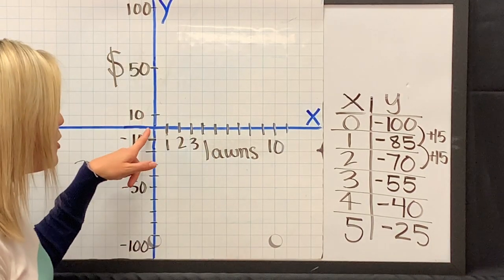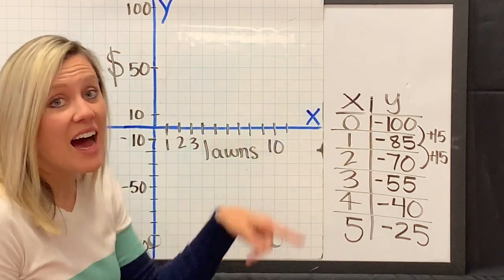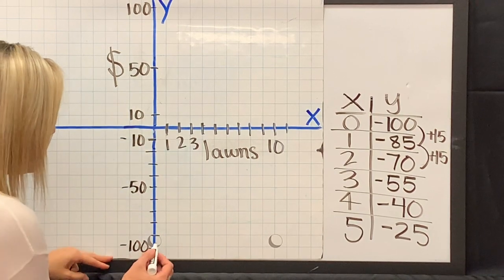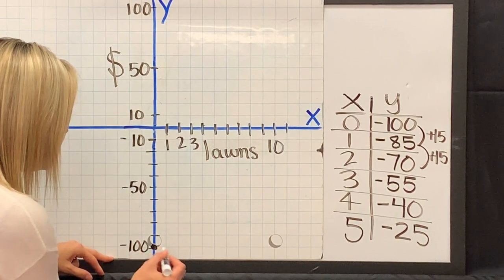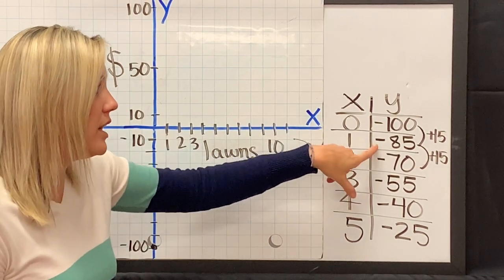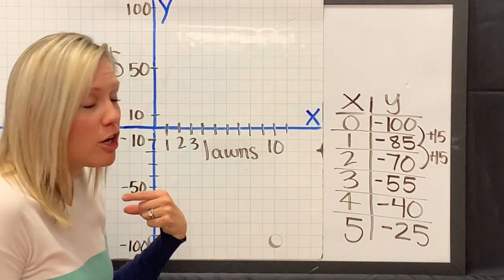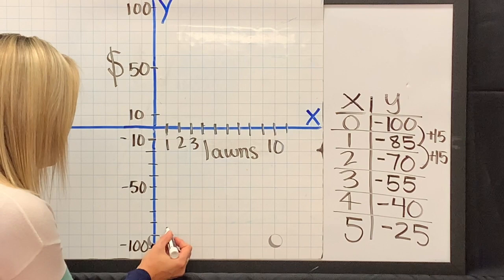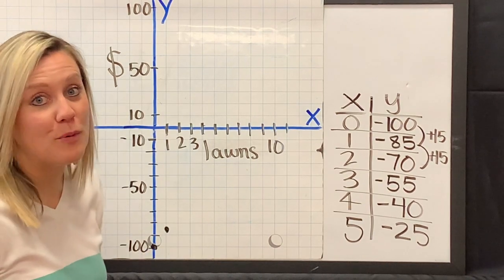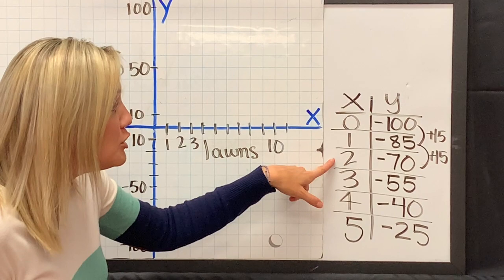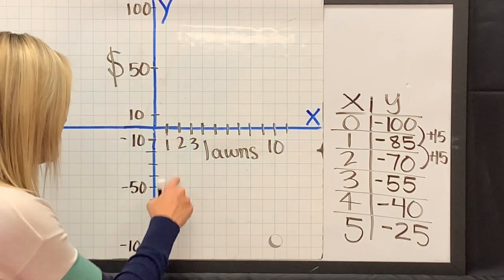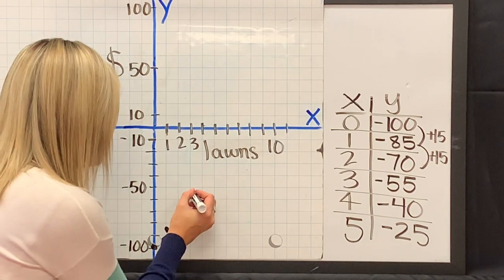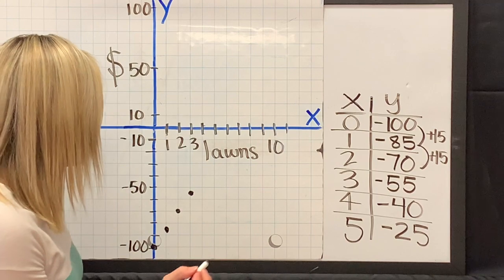So if I haven't mowed any lawns, unfortunately, I am $100 in debt. So at 0 lawns mowed, I'm going to go down here to -100 and put a point. Okay? After I mowed 1 lawn, I'm still in debt, $85. So after 1 lawn, I'm going to go down to -85, which is right there, and I'm going to put a point. I am going to continue this. 2 lawns, I am $70 in debt. 3 lawns, I am $55 in debt. 4 lawns, I am $40 in debt.